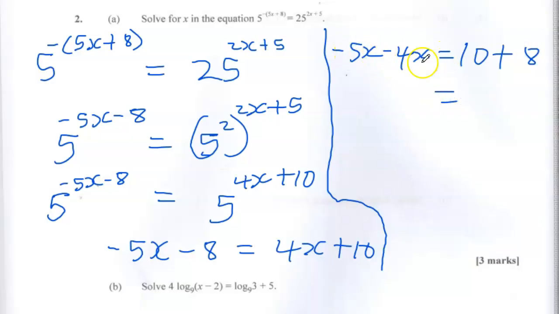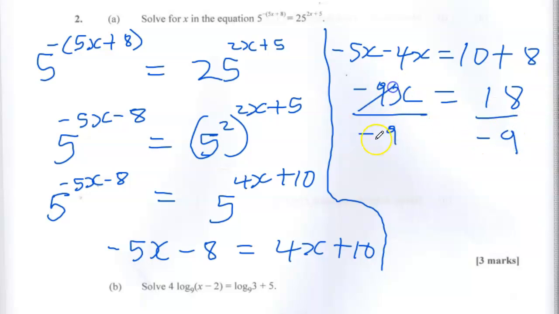So minus 5 minus 4, I don't keep the sign. That's minus 9x. 10 and 8, that's 18. To solve for x, I'll divide both sides by negative 9. So negative 9 into itself, that's x. And 18 divided by negative 9, that's negative 2. So our solution there is negative 2.